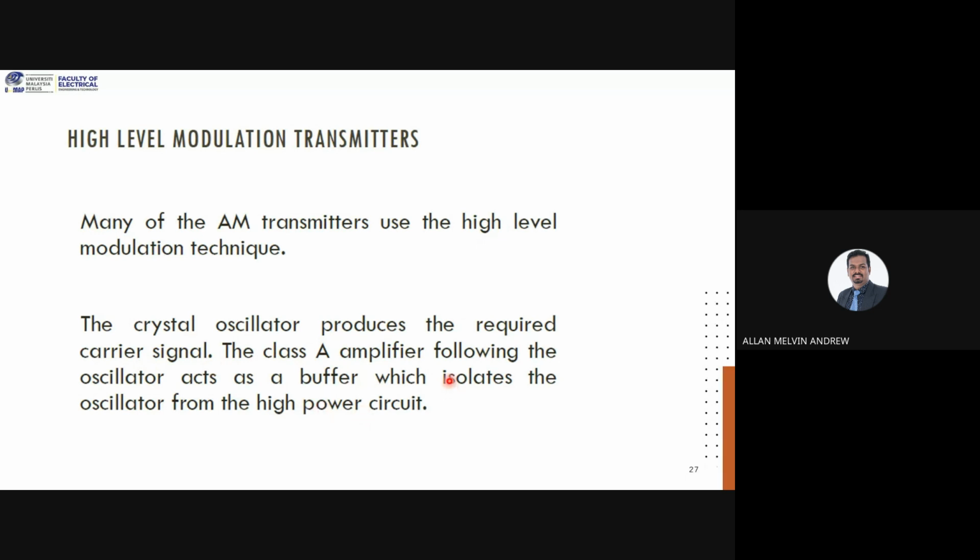Okay, so the class A amplifier following the oscillator acts as a buffer which isolates the oscillator from the high power circuit. So as I say, it will be amplified by a less efficient amplifier first, then it will go to the high power. So it acts as a buffer. Buffer meaning is something in between, like a sponge. So it gives a damping effect, so not a sudden rise of power. When you have a sudden rise of power, there can be a lot of losses.